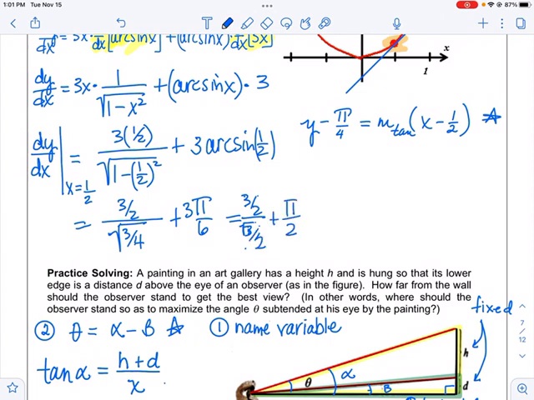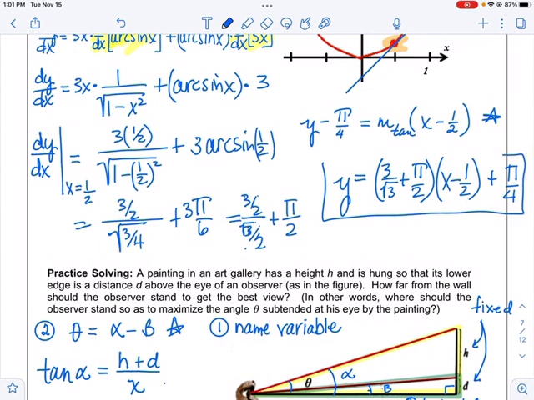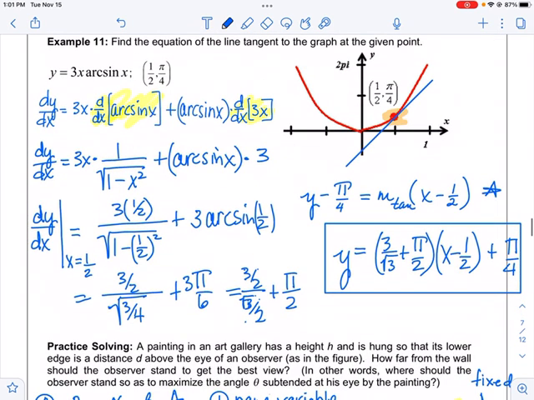So when I write this equation, I'm going to write it like this. y is equal to the slope, and I'm going to add the pi over 4 to the other side in a second. So the slope is 3 over root 3. I'm not going to rationalize anything. I'm just going to leave it. And then I have times x minus 1/2, plus pi over 4. And there's the answer for the equation of the tangent line that you see above. And it's always nice to pull out Desmos or something and check it.